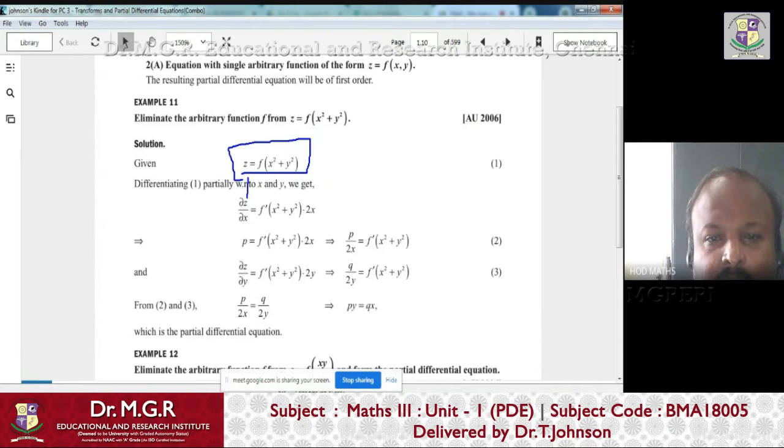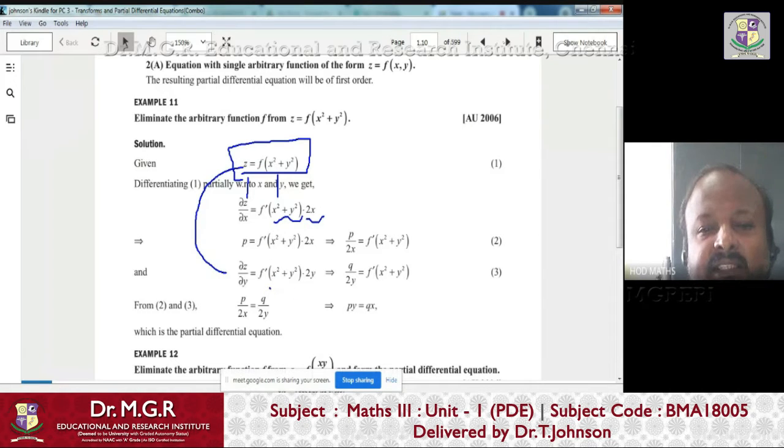If you differentiate with respect to x, dou z by dou x becomes f dash of x square plus y square, and then you differentiate what is inside, so it becomes 2x. Similarly, if you differentiate with respect to y, dou z by dou y is f dash of x square plus y square, and then differentiating the inside, x square plus y square becomes 2y.